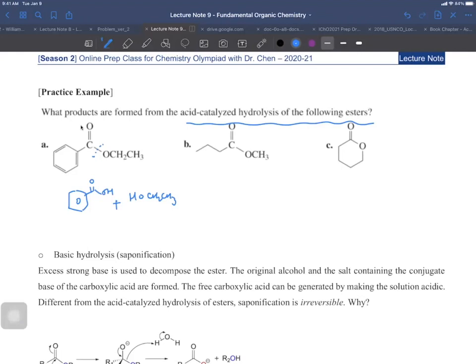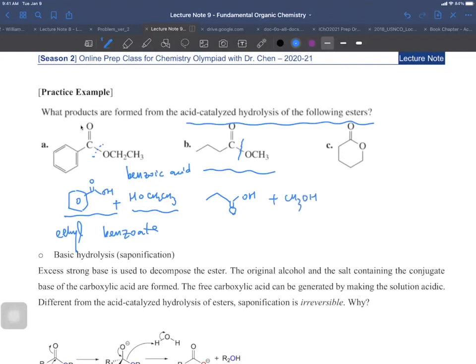I think it's also a good opportunity for us to practice the nomenclature. So this one, we start from the alcohol part called allyl, and the acid part is benzoic acid. Benzoic acid, we need to change this into benzoate. So this is called allyl benzoate. The middle one, B, we also do something quite similar. We got propanoic acid and methanol. So this one, the ester is called methyl propanoate.